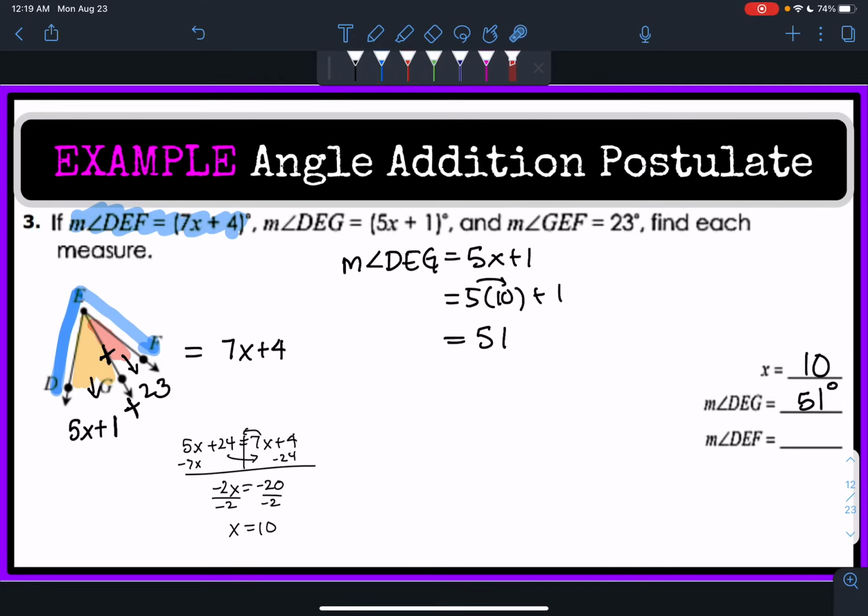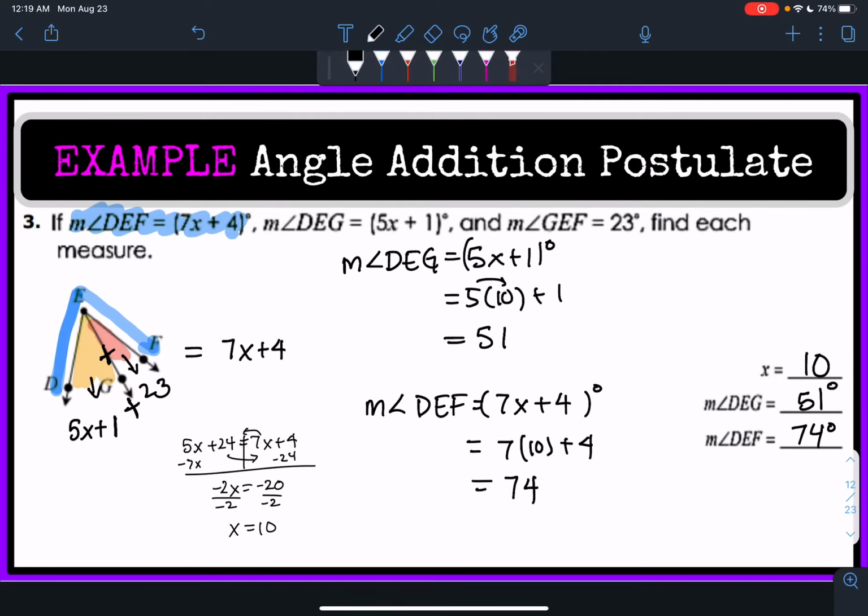Now we still have one more angle to find. We want the measurement of angle DEF. That's given to us to be 7x plus 4 degrees. So we're going to replace again the x with 10. Multiplying 7 and 10 and adding 4 gives us 74. So we have 74 degrees for that angle measurement there.